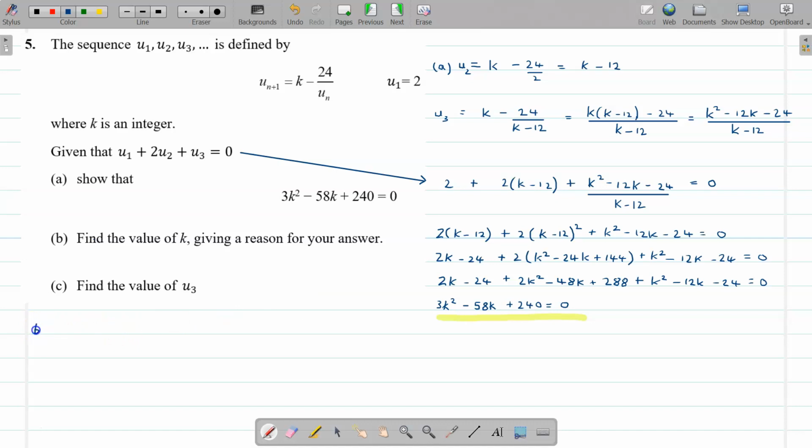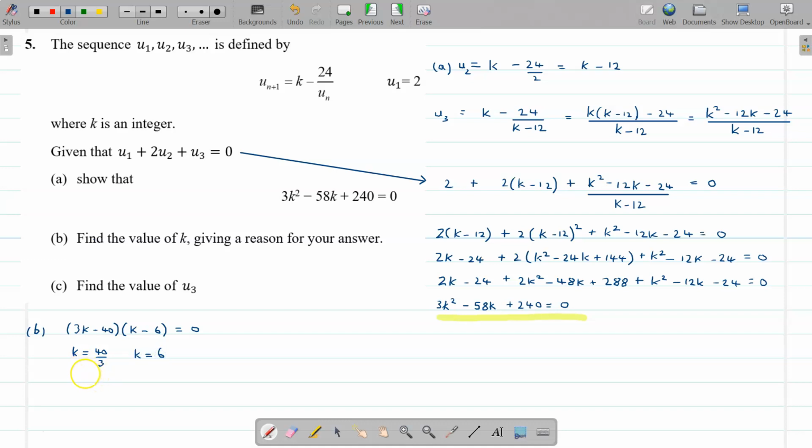Okay, so part B, it will factorize because the first part can only come from 3k and k. Okay, and in fact it's 3k minus 40 and k minus 6. So they're both positive values of k. But it says find the value of k, suggesting there's only one of them. So let me just start by writing what they could be. So k would be 40/3 from the first bracket, or k would equal 6.